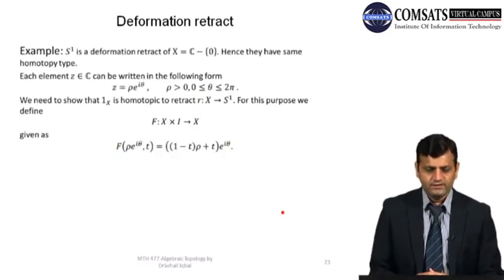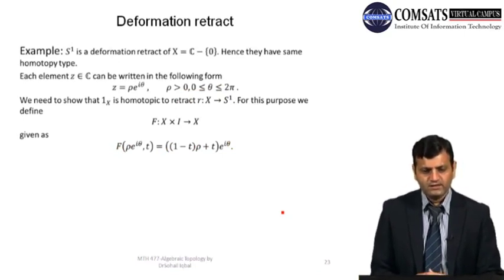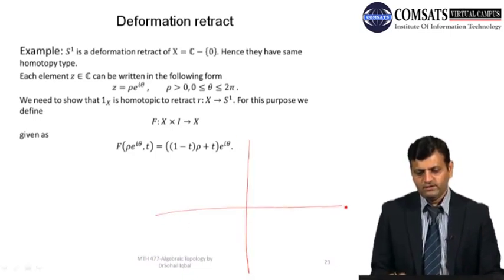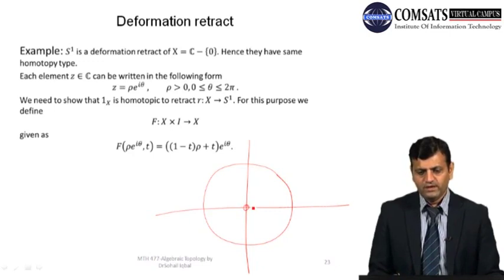So our last example of today's lecture is this: S^1, the circle in the plane, is a deformation retract of the complex plane minus the origin. Let's say this is our complex plane, and this is the circle, and if we take out the origin, then this whole punctured complex plane has S^1 as a deformation retract. So how do we prove this?